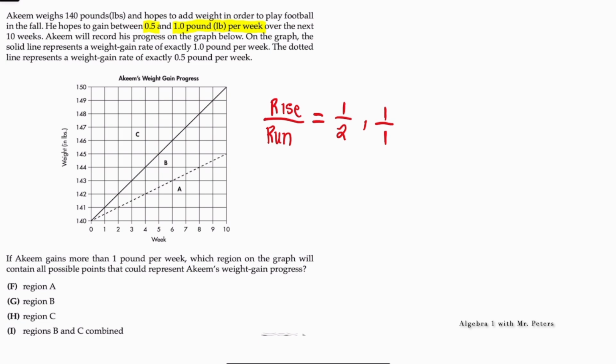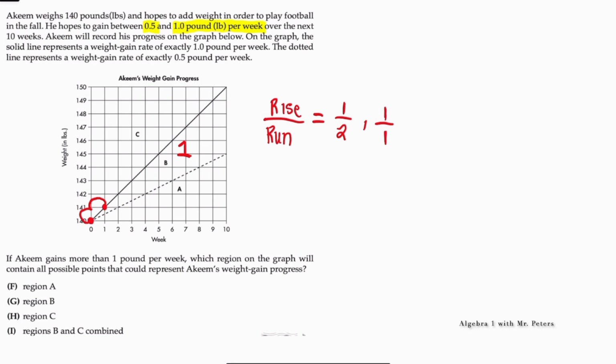Well, let's start off with the easier one. So when we start off at the starting point, 140 pounds, we know what? Every week he gains 1 pound. So we have a rise over run of 1 to 1, right? So we go up 1 over 1. We would be in region number 2.